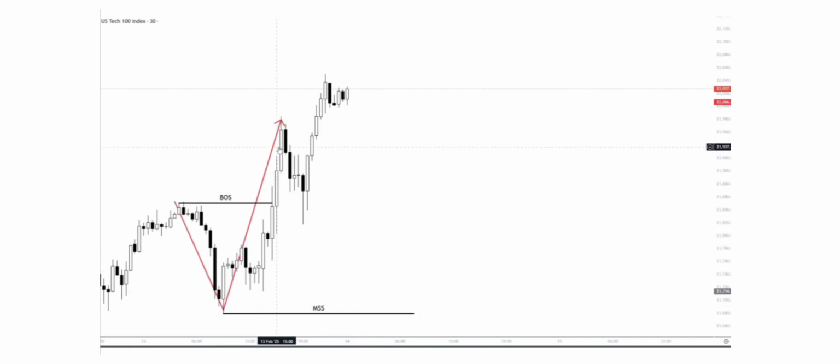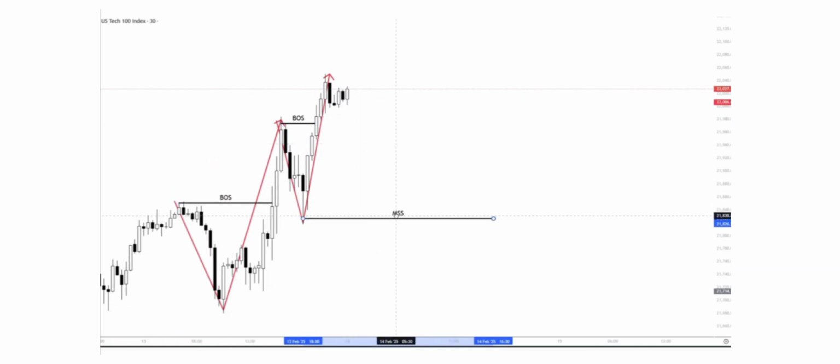But here, we see that after breaking upside structure that formed a swing high, the market pulled back down, and then continued the bullish momentum by forming a new higher high. So it essentially continued the break of structure bullish formation. And also now we got the potential market shift on the next swing low.